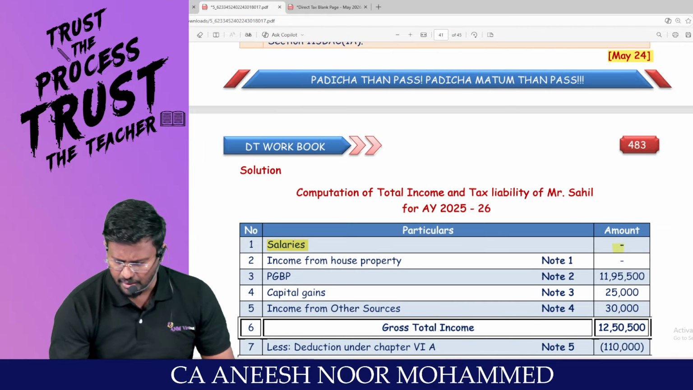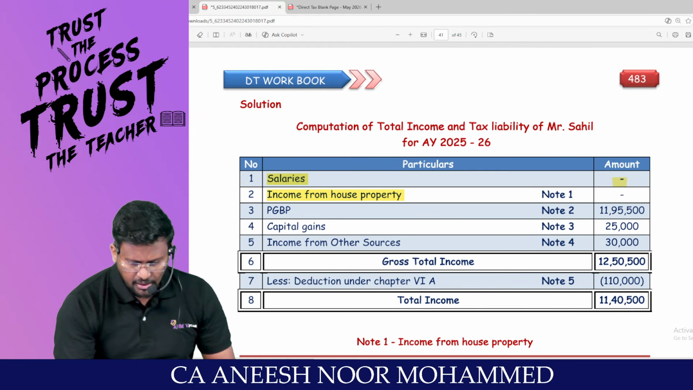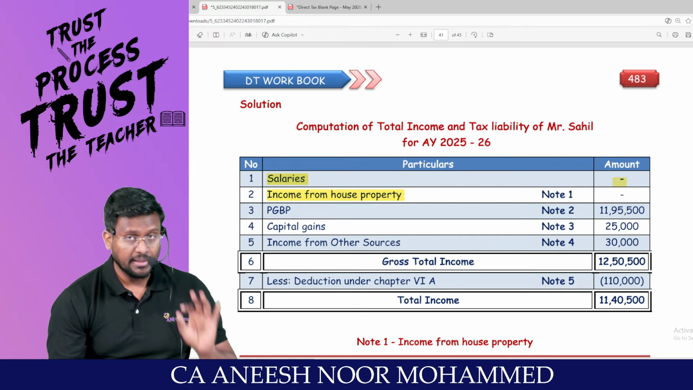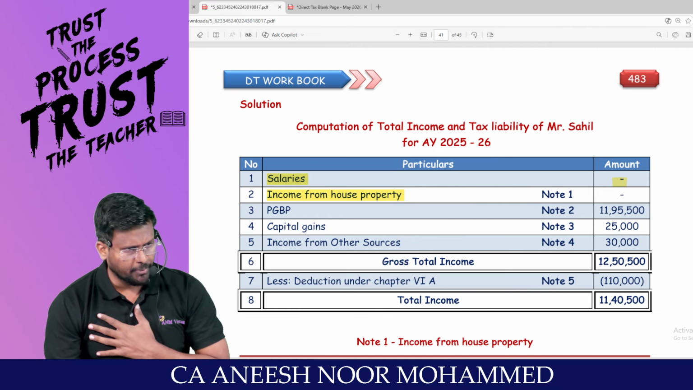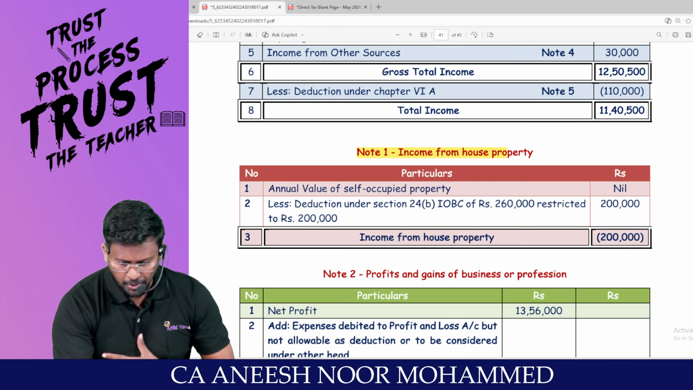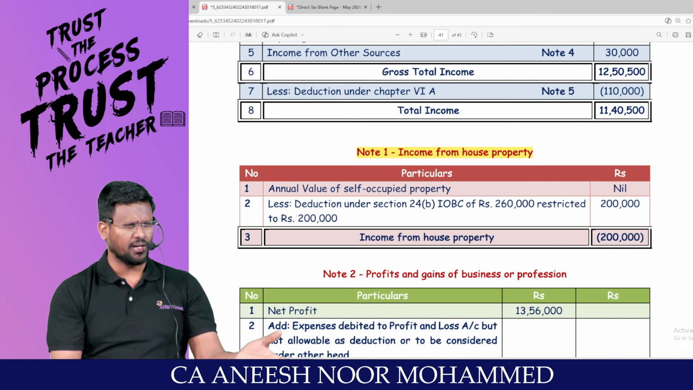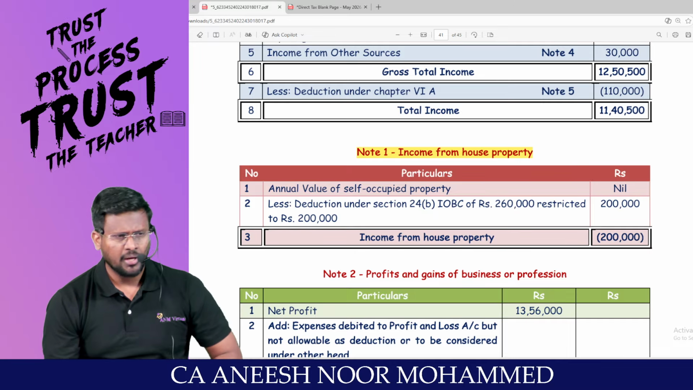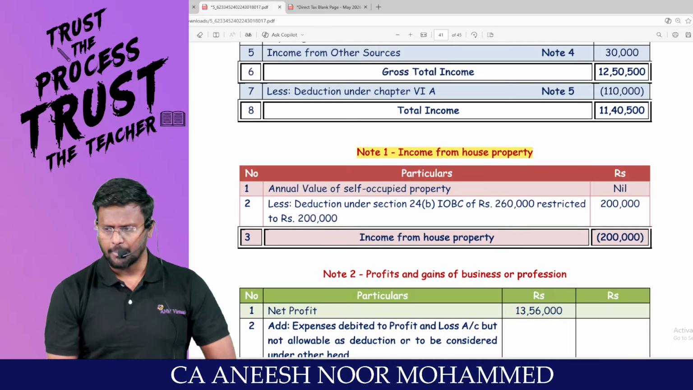Is there any salary detail? But there is income from house property detail. That house property is a self-occupied property. Am I right? So this is the house property detail. GA will be nil. Less municipal taxes will not be taken into account. NAV will be automatically nil.